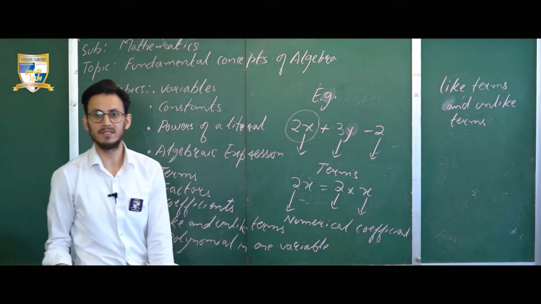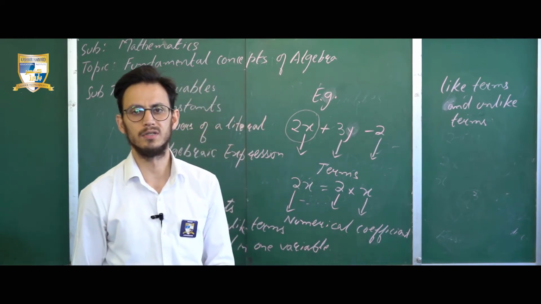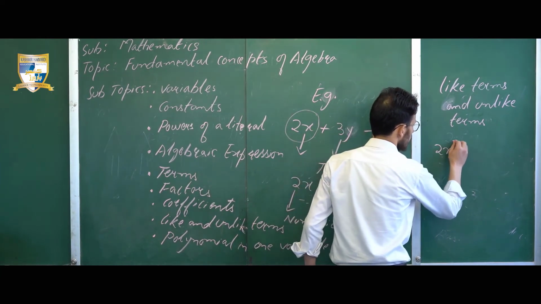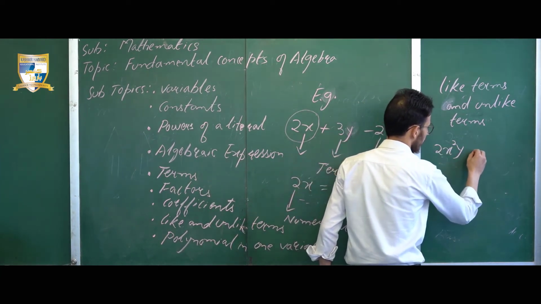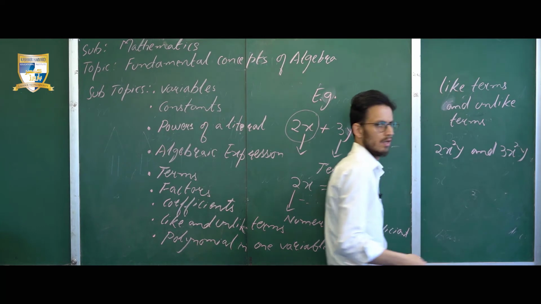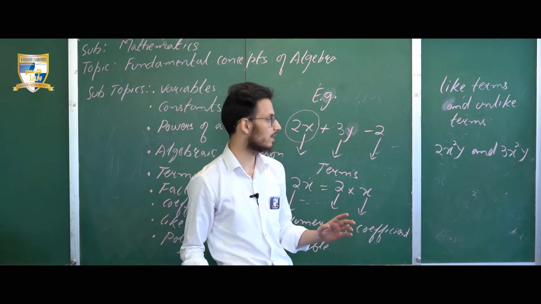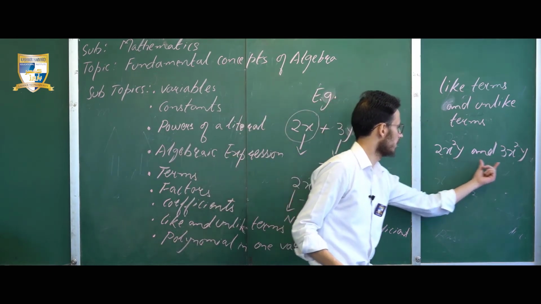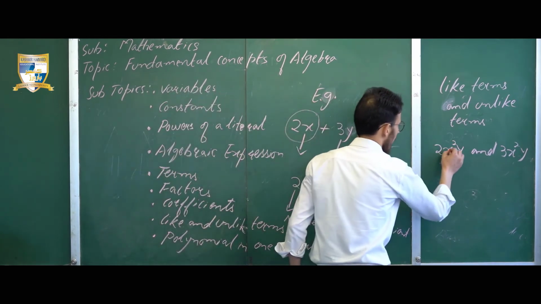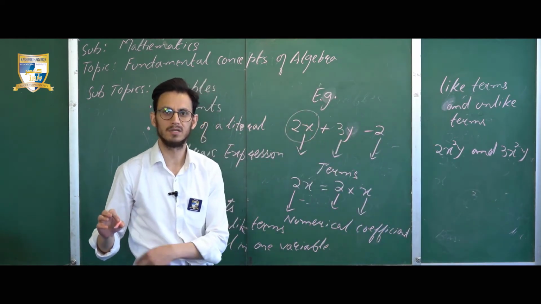To identify whether the terms are like or unlike terms, at least we need two terms. For example, 2x square y, and we have one more term, 3x square y. Whether the terms are unlike or like terms, what we have to check? We have to check the literal part. If the number of variables are same, here we can see x square y, x square y. Both the terms have the same variables.